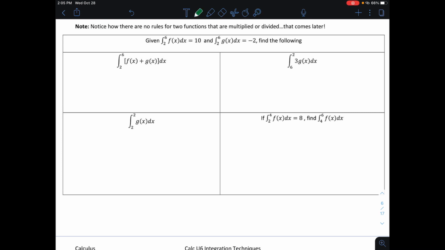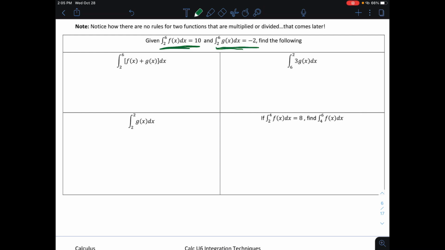Right, let's use some properties of integrals here. We're given the fact that the definite integral from 2 to 6 for f of x dx is equal to 10, and the definite integral from 2 to 6 for g of x dx is equal to negative 2. We want to find the following.